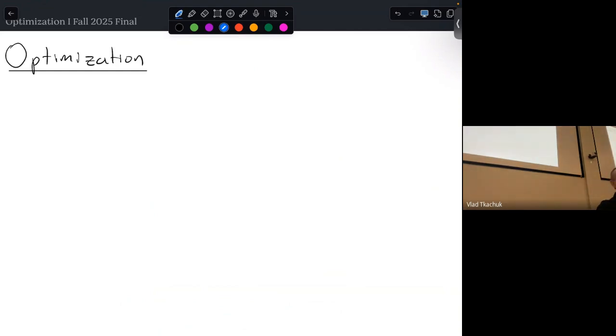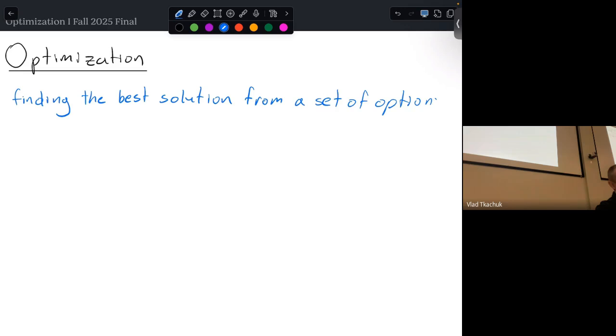Roughly speaking, you can think of optimization as the process of finding the best solution from a set of options. These things are vague, like what does solution mean? What do your options mean? Well, mathematically, it's going to be a little bit more clear.